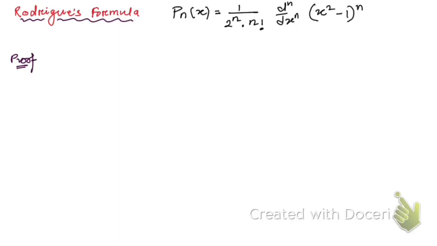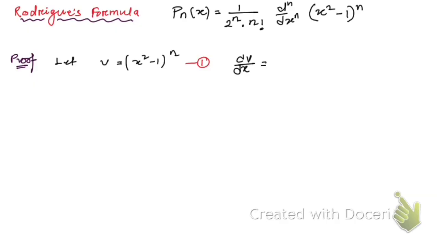To prove this formula, let v be equal to (x square minus 1) whole to the power n. Let me consider this equal to v, and suppose we call it equation number 1. Now if we differentiate both sides with respect to x, dv/dx, then what are we going to have here?